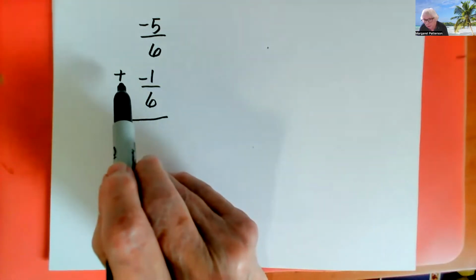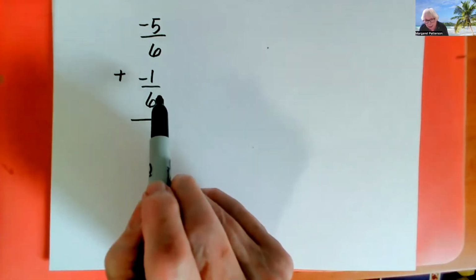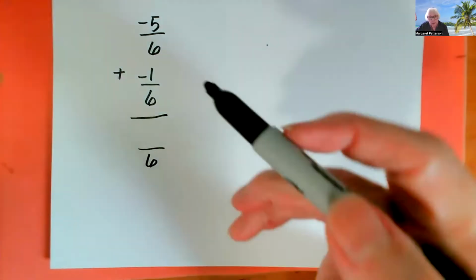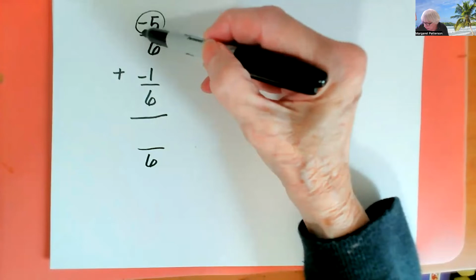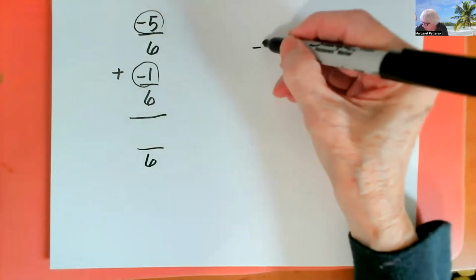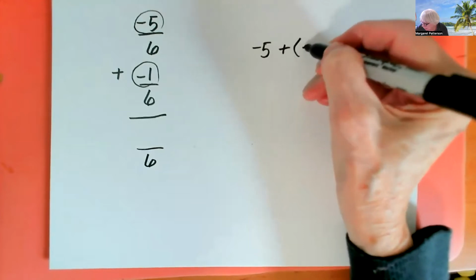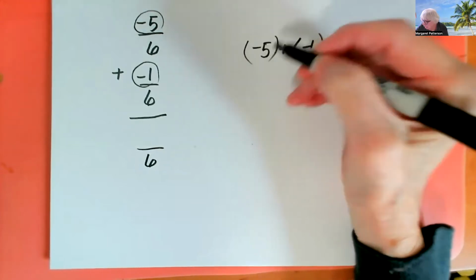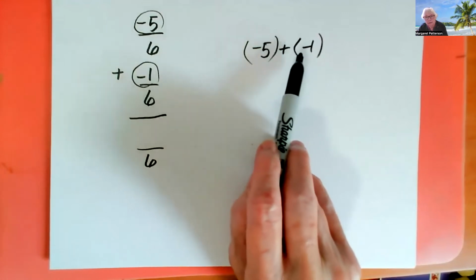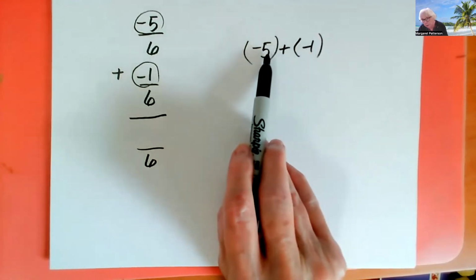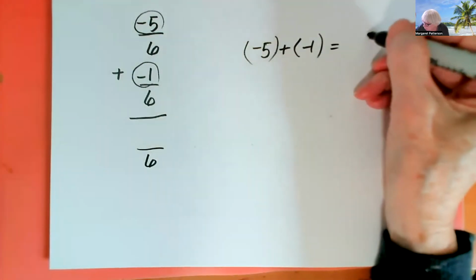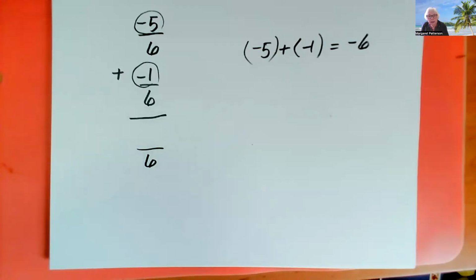So this is addition. The denominators match. So our common denominator is 6. So what I have to do next is add these two numbers. So I need to add a negative 5 and a negative 1. I'm using parentheses, so it's really clear what I'm adding. A negative 5 plus a negative 1. They're both the same sign. They're both negative. And so 5 and 1 is 6, and they're both negative, so negative 6.